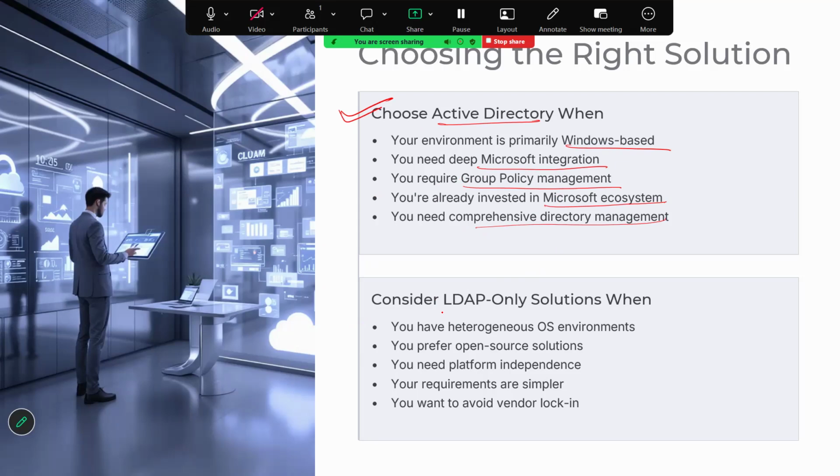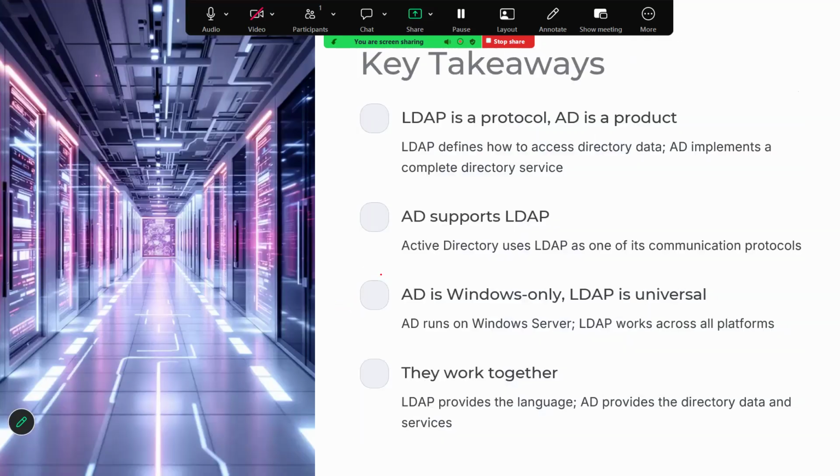Other than that, for LDAP, where would you consider an LDAP-only solution? That is when you have heterogeneous operating system environments, like a mixed environment with different platforms and vendors. You prefer open source solutions, so LDAP would be the right choice. You need platform independence, you require simpler infrastructure, your requirements are much simpler, and you want to avoid vendor lock-in. So that is where LDAP is the choice. So that is it. I hope that clears the confusion between what Active Directory and LDAP actually is.